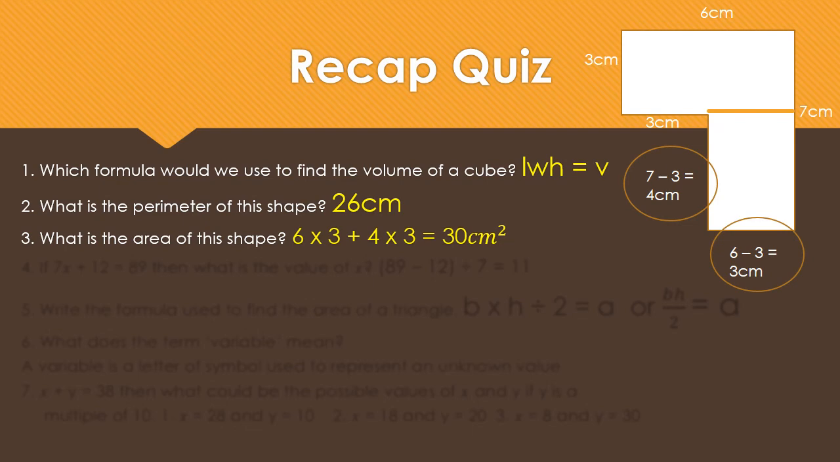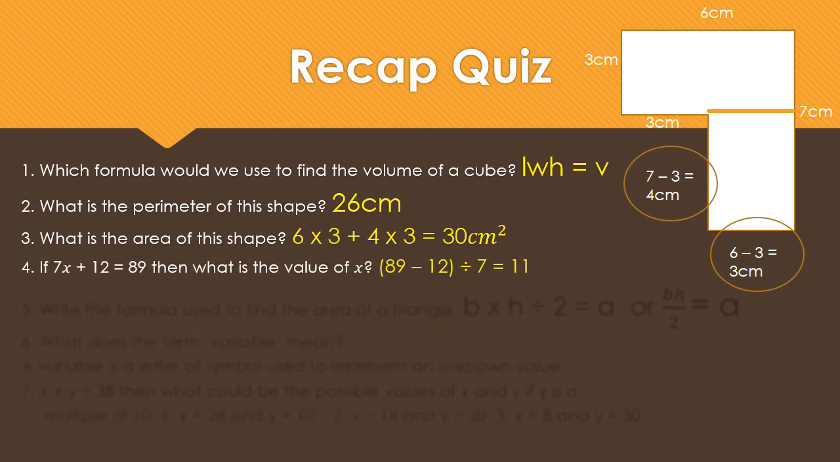So if we do 3 times 6 for the rectangle on the top, we'll find our area, which is 18. And then we do the same for the rectangle at the bottom. So we do 4 multiplied by 3 to give us 12. And now we've got the area of the shape at the bottom. 18 plus 12 gives us 30. So our answer is 30 centimetres squared.